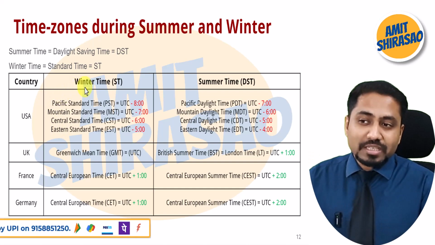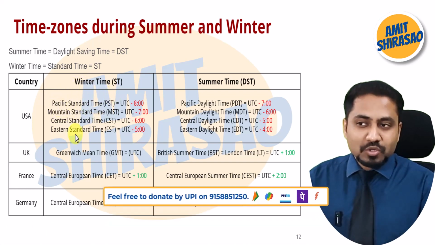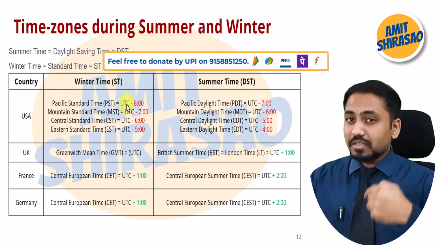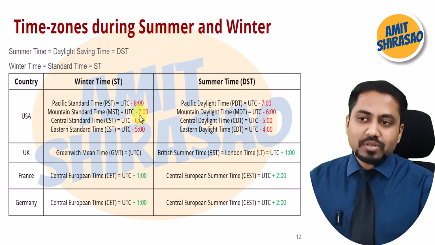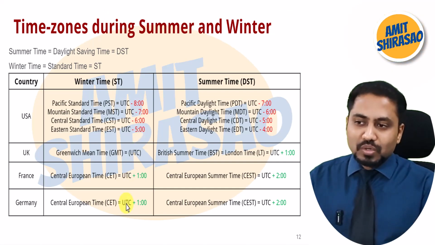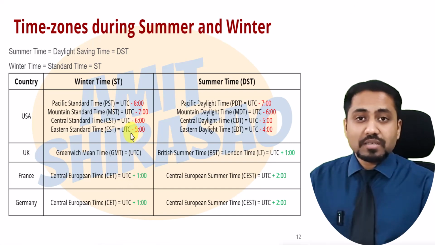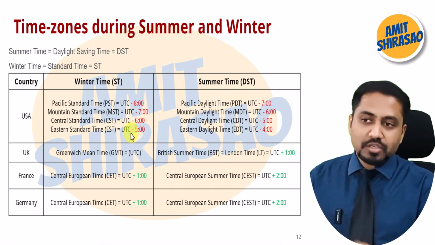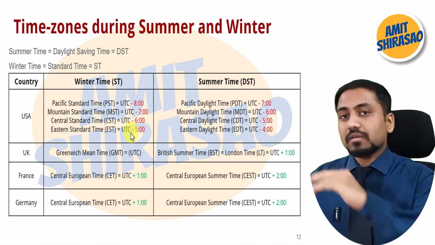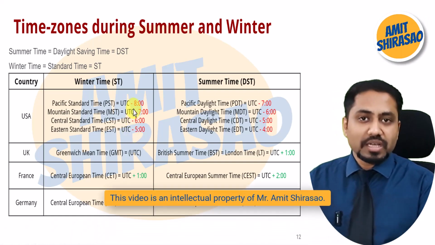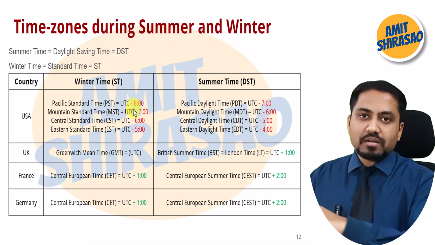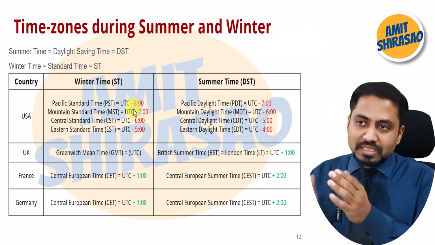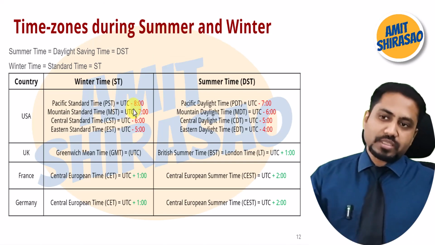So during the winter time, they will be following these time zones. It is UTC, that is the Universal Time Coordinated, that is the GMT, minus 8 hours, 7 hours, 6 hours, or 5 hours. Okay, we in India follow UTC plus 5.5. In the US, they follow UTC minus 5 hours, 6 hours, 7 hours, or 8 hours. So US is always behind India and even behind UTC, whereas India is ahead of the UTC.